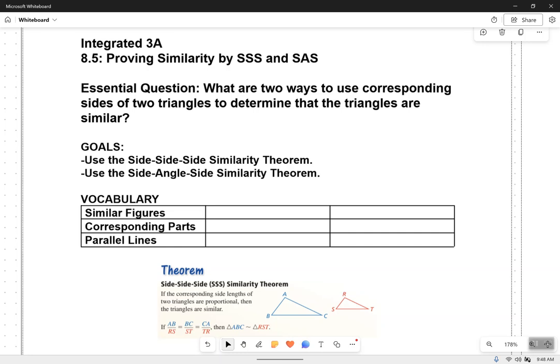Still looking at similar figures here. So, guys, we're still looking at figures that are going to be the same shape, but what? Different sizes, okay?